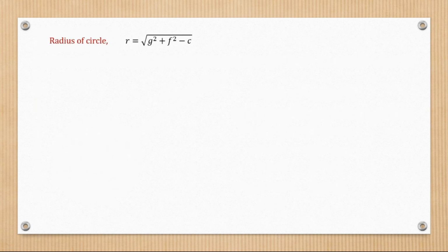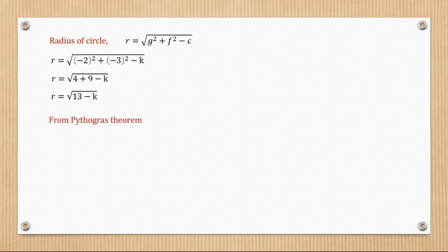Now when we solve for radius, radius shall be root of g² + f² - c. So that means we'll have it this way. But remember that c is represented now as k. So when we solve this, we'll be left with root of 13 - k. That shall be our radius. Now from Pythagoras theorem, we shall see that AB² + AC² = CB². Now remember that radius AC is r².